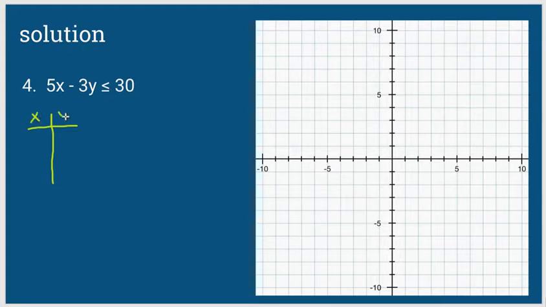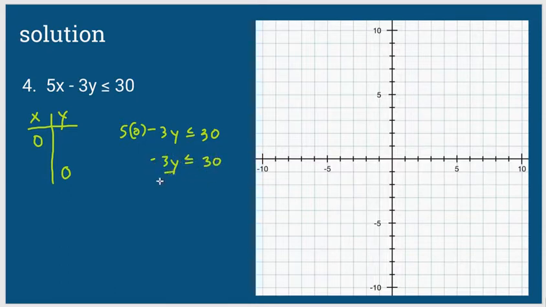What I'm going to do is figure out if x equals 0, what's y equal to? And then I'll do if y is equal to 0, what is x equal to? So off to the side here, I'm going to plug in 0 for x. And then I'll have minus 3y is less than or equal to 30. And again, I'm copying down the less than or equal to 30, but I'm really just thinking about this as though it's an equal sign for the moment. 5 times 0 is just 0, so that leaves me with negative 3y is less than or equal to 30.